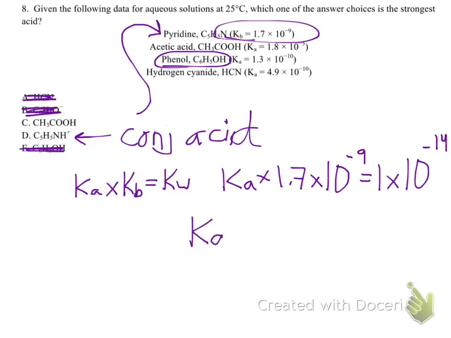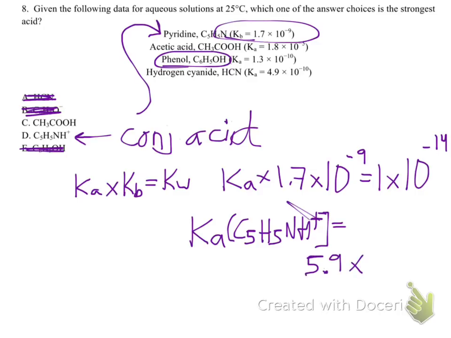Turns out that the Ka of protonated pyridine, C5H5NH+, is equal to 5.9 times 10 to the negative 6th. Well, if we compare all of them, that's still actually less than acetic acid. So acetic acid is going to be our strongest acid of the three.